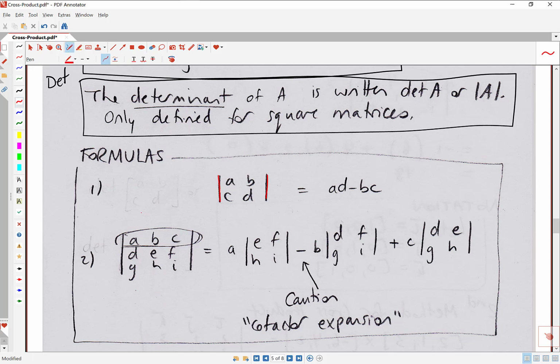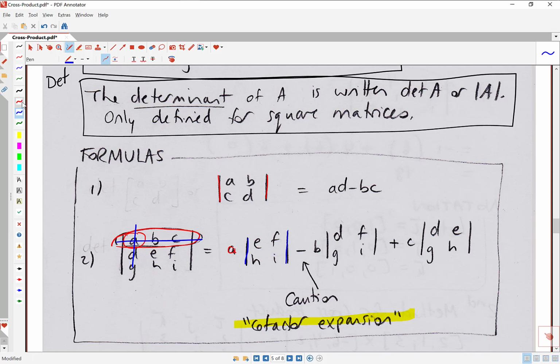Now, for a 3 by 3 matrix, things get a little bit more complicated. So we're going to use this process called cofactor expansion to calculate the determinant of a 3 by 3 matrix. And the way it works is we're just going to circle the first row of the matrix, and we're going to work our way across this first row in the following way. So we're going to take the first number that we see in the matrix, A, and then we're going to cross out the row and the column that contain A, and that's just going to leave us with a little 2 by 2 matrix. We're going to multiply A by the determinant of that little 2 by 2 matrix.